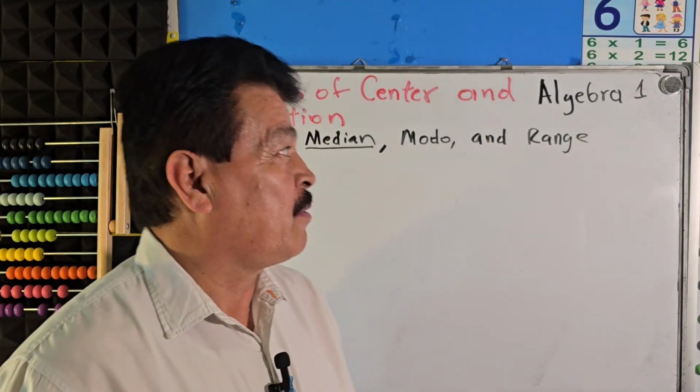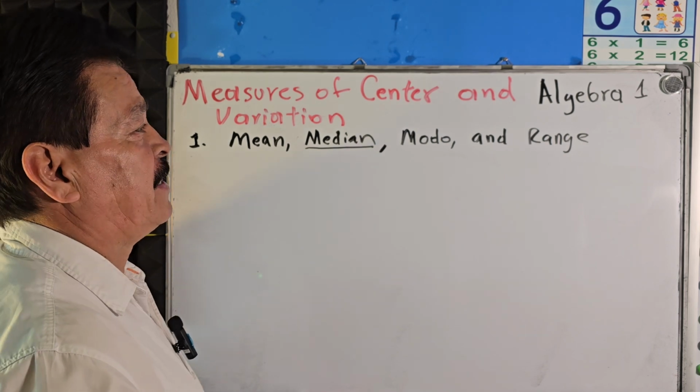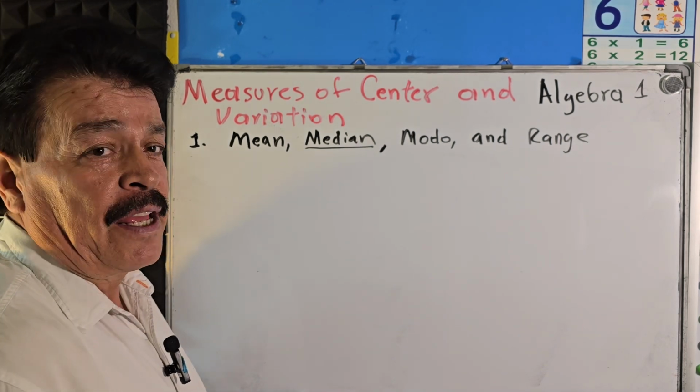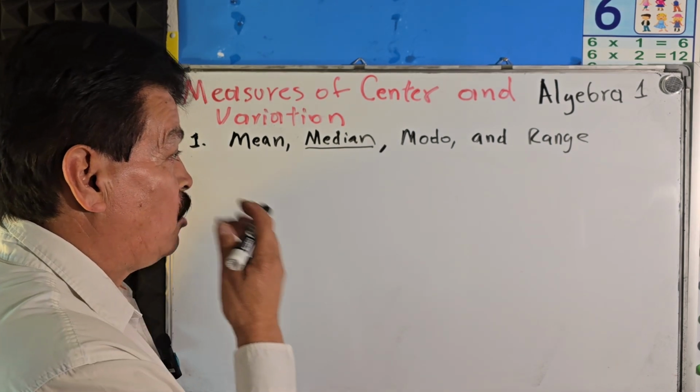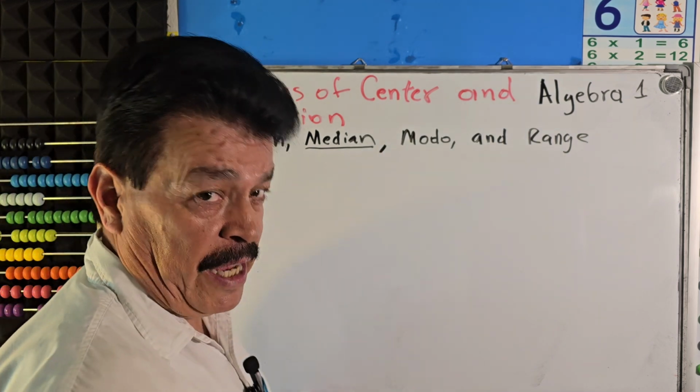Welcome. Today I will teach you Algebra 1. Our topic is measures of center and variation. The points that I will show you are the mean, median, mode, and range.